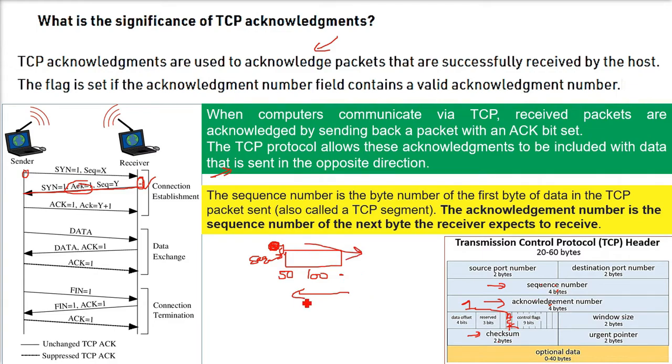50 is the number of the first byte that is being sent. Acknowledgement will be 51. The receiver is saying, okay, I got 50, now I am waiting for 51. Same thing. When it gets 51, it will give acknowledgement as 52. I got 51, now please send me 52. So the ACK will always be 1 plus the sequence number.